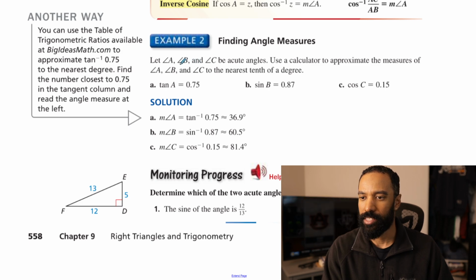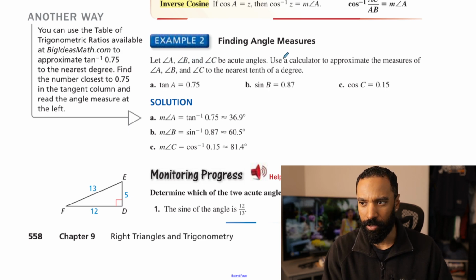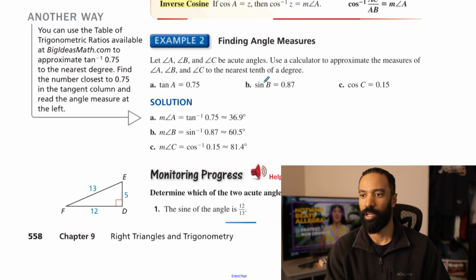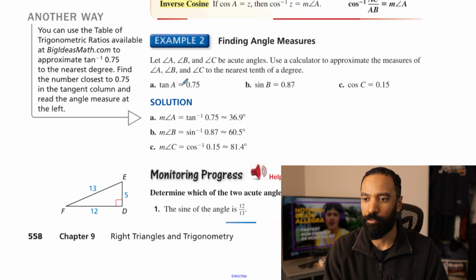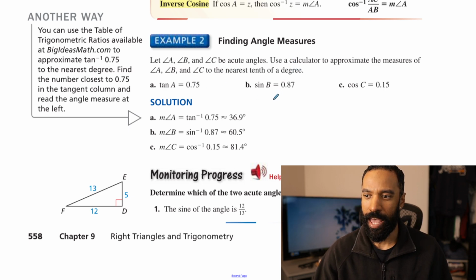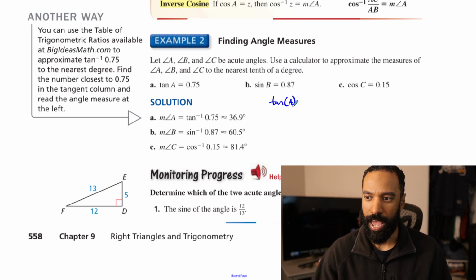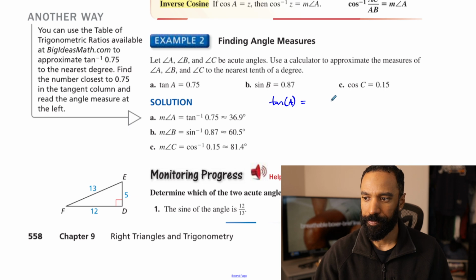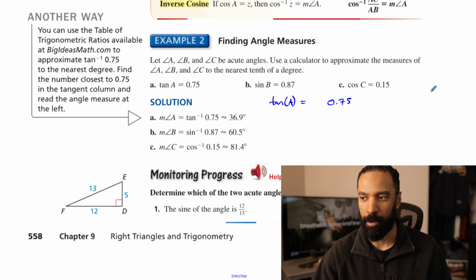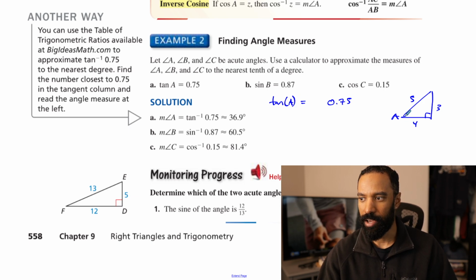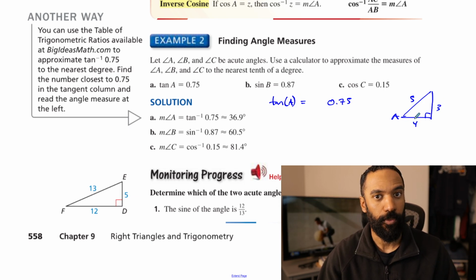Finding angle measures. Let angles A, B, and C be acute angles. Use a calculator. So it doesn't matter if we see it in a right triangle or not. They just said, use the calculator, make this work. So let me write out a little more than what they have here. On part A, you have tangent of angle A is 0.75. Remember what 0.75 represents. It is a ratio of some opposite side divided by its adjacent. This could be a right triangle with angle A and side lengths 3 and 4. Clearly this would be a 3, 4, 5 triangle. The tangent of this angle would be opposite over adjacent, 3 over 4, which is 0.75.